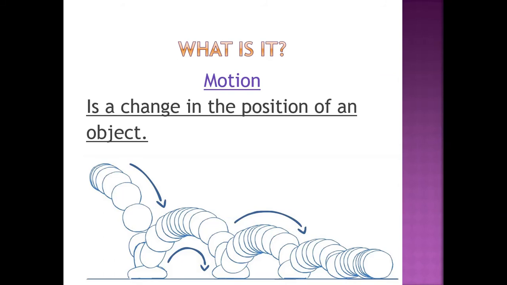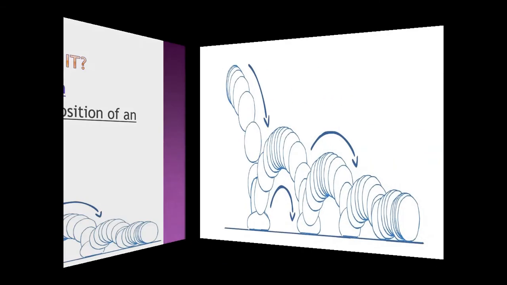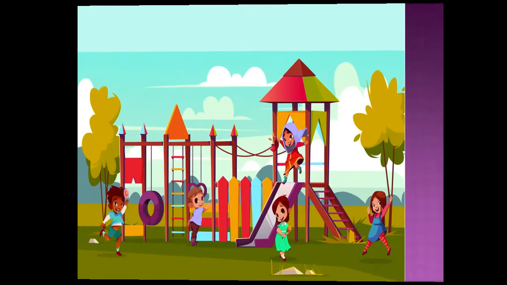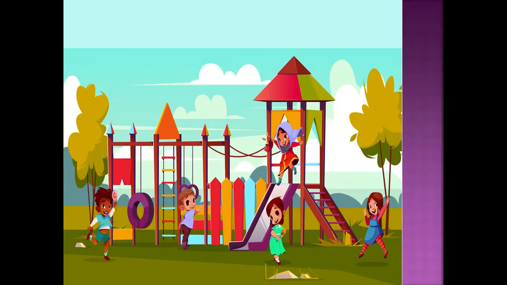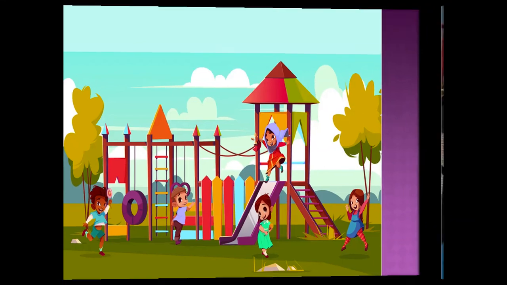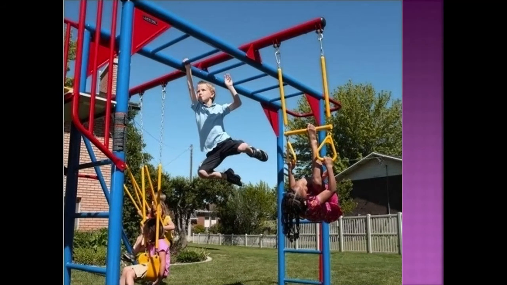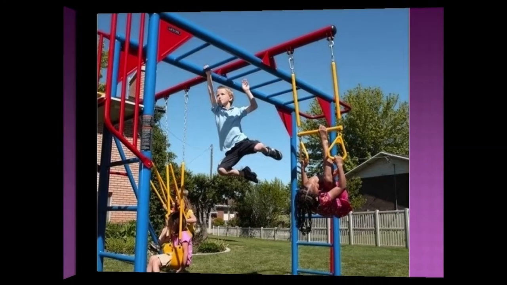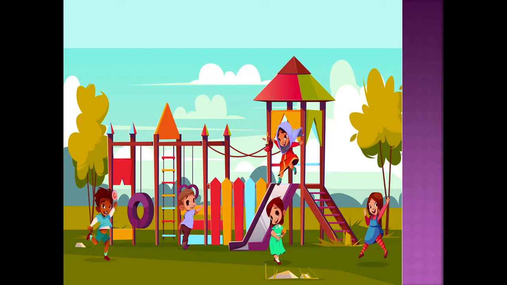Imagine you are playing in a playground. Think of all the things around you that you can move. The seesaw goes up and down. The swings go back and forth. The merry-go-round goes around in a circle. There are so many ways in which things move. Everything we just described is a type of motion. Motion is movement from one place to another.